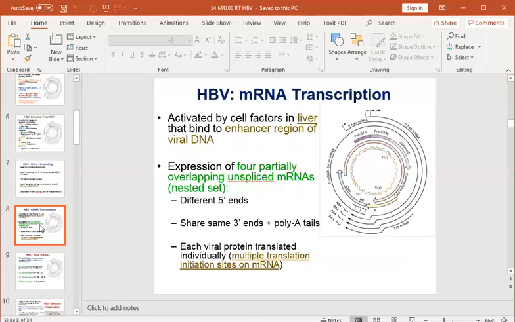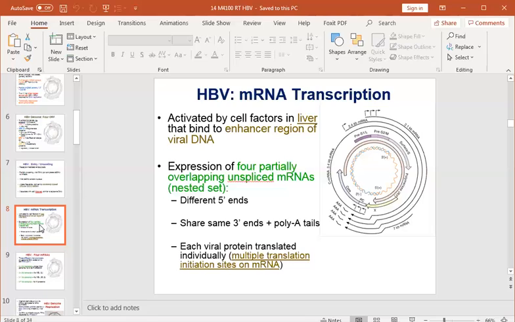The messenger RNA transcription of hepatitis B virus. mRNA transcription of HBV is activated by host cell factors. Remember, the virus has a tropism for hepatocytes or liver cells. So these host cell factors are in the liver. These proteins will bind to the enhancer region of viral DNA, and trigger the expression of 4 partially overlapping, remember we said unspliced, messenger RNAs.